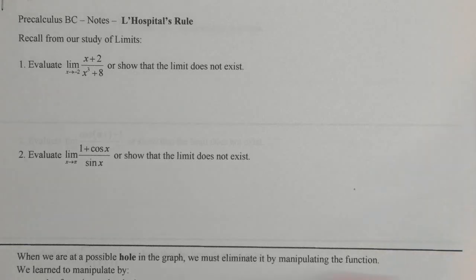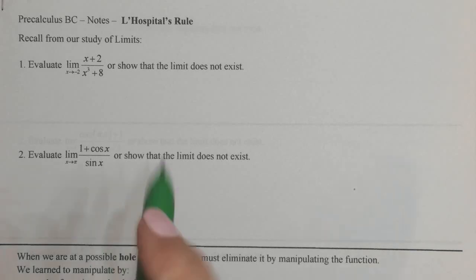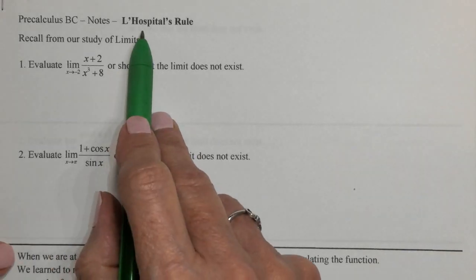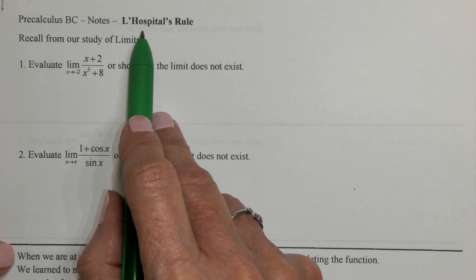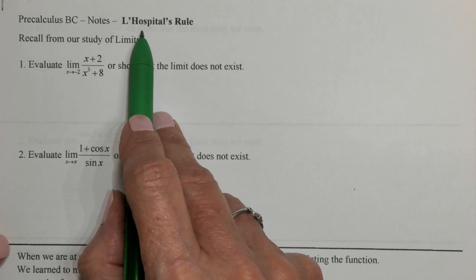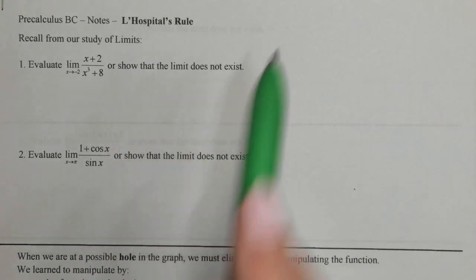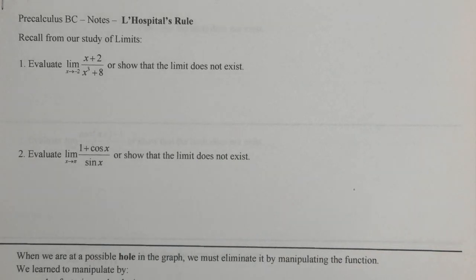Today we are going to be taking a look at L'Hôpital's rule. L'Hôpital. This is a French name, and that's how you pronounce it. It looks a lot like "La Hospital," but it is pronounced L'Hôpital. Okay, so L'Hôpital is a limits technique.